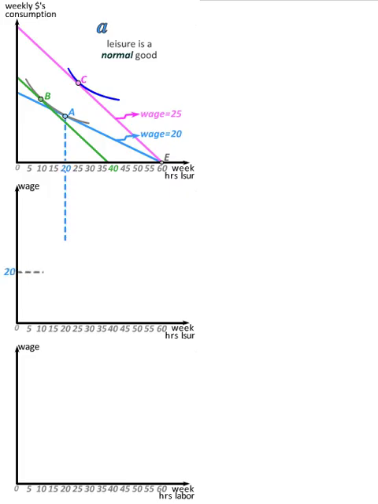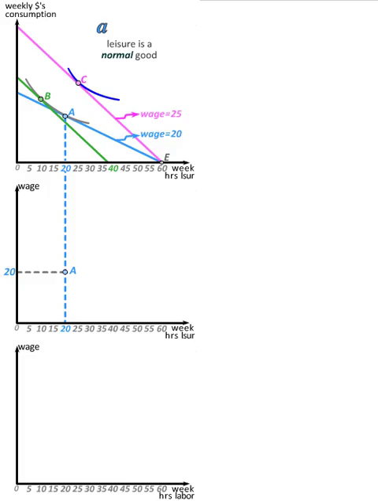Next, we can use the same trick we used in our previous graphs to translate the information contained in the points in the upper graph to a graph in the middle, where we continue to keep leisure on the horizontal axis, but now put the wage on the vertical axis. Because we have the same good on the horizontal axis, the points will simply drop down, and the height of the points will be determined by the relevant wage for that point.